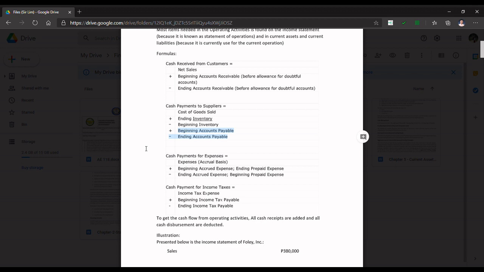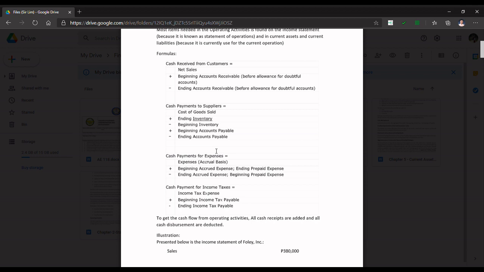So, yun nga yung computation ng cash payments to suppliers. Basically, we will compute for two: the purchases using the first three, and the cash payments using the bottom two and the computed purchases. Okay. Next is the cash payments for expenses. So, mga binayaran natin para sa mga expense natin.